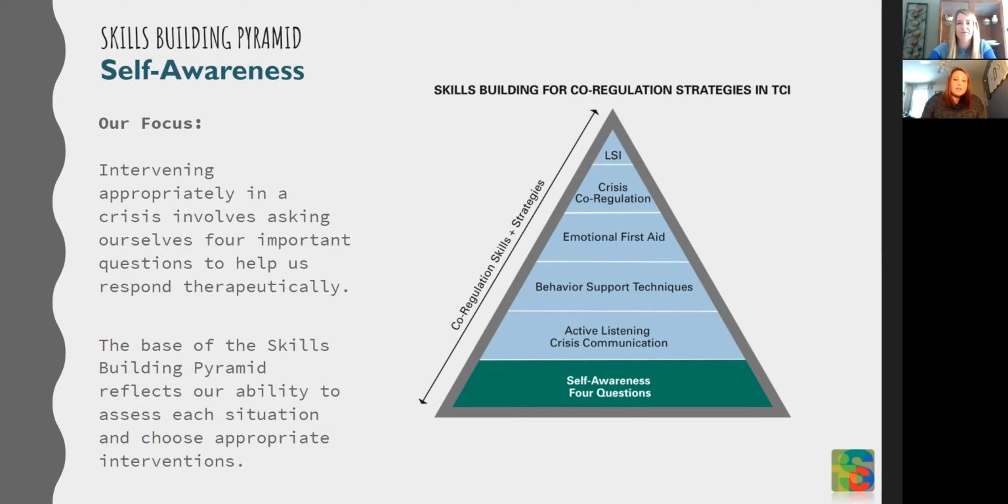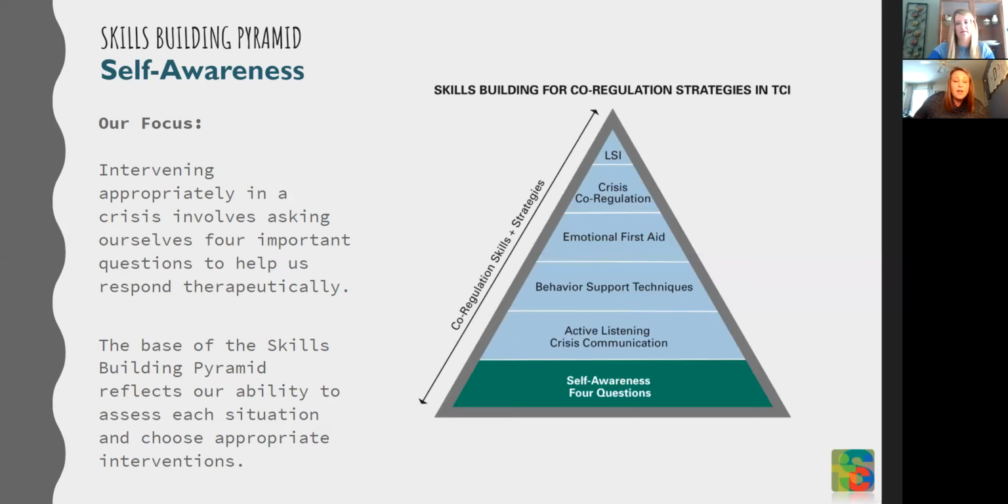So this is the skills building pyramid for co-regulation. So different strategies. And you saw this in our first foundational one. But this is really looking at it like Maslow's hierarchy of needs. You have to have that foundation in order to continue moving up the next steps. And we're making modules on each one of these steps, so we'll come together and work through those steps together. But we're on that foundation piece, and that foundation piece is that self-awareness.